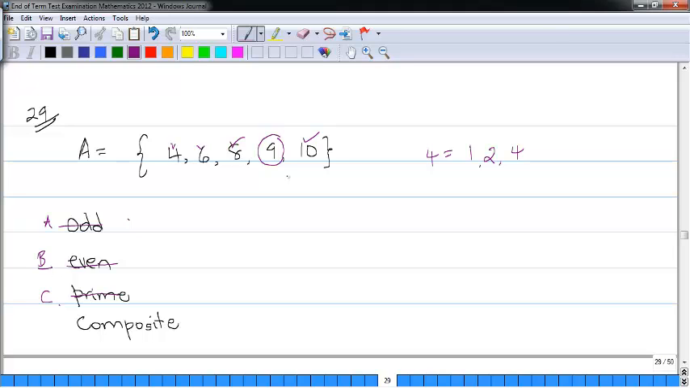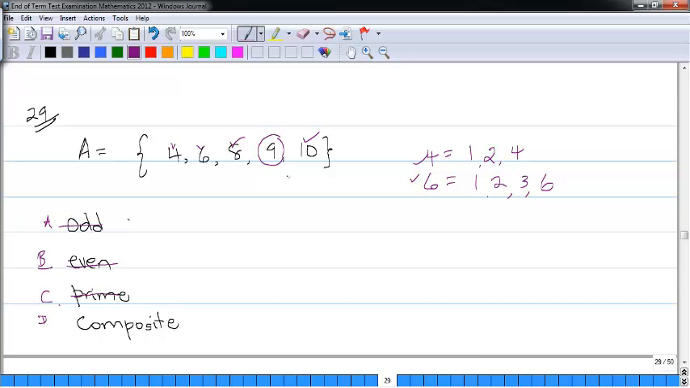Let's check another one, say 6. The factors of 6 are 1, 6, and 2 times 3. So the factors of 6 would be 1, 2, 3, and 6. Again, a composite number. So we look now at D, which is the only one left. Our answer should be D, and we can check this with all of them.